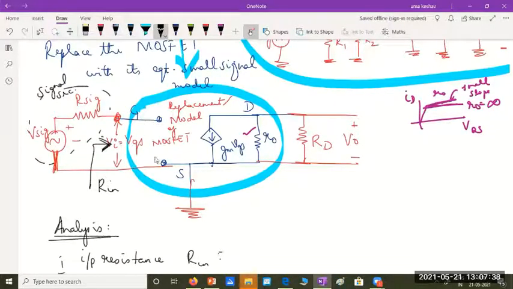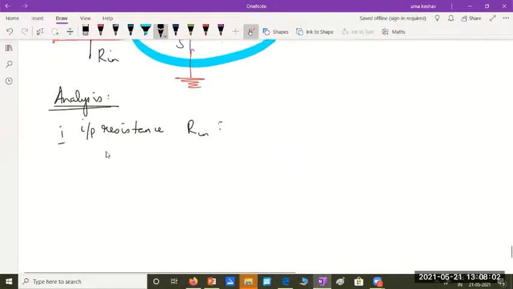What do I see here? When you are looking between the gate and source terminals from the input side, what are you seeing on the input side? Isn't it an open circuit here? You are looking into an open circuit. So what happens to this input impedance? What is the resistance in an open circuit?